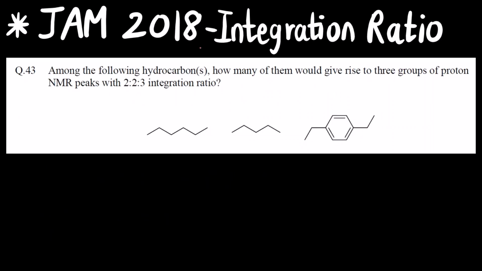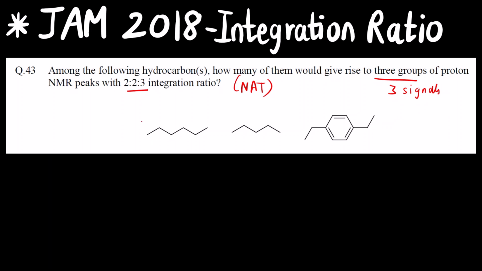Second one, this was asked in JAM 2018. This is a numerical answer type question. For the following hydrocarbons, how many of them would give rise to 3 groups of protons? That means they are asking which one will show 3 signals, and the integration ratio should be 2:2:3.